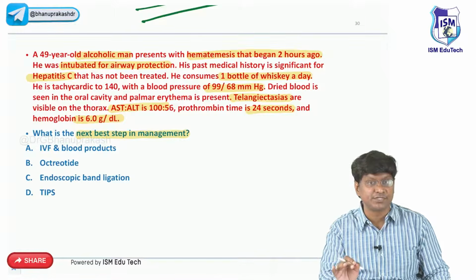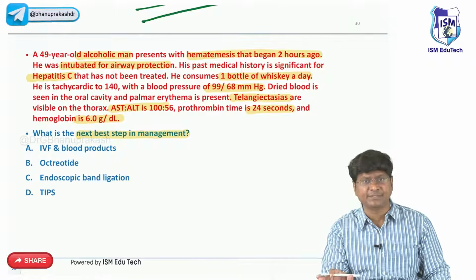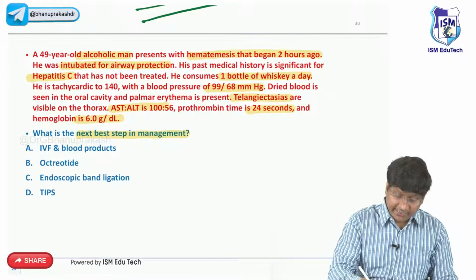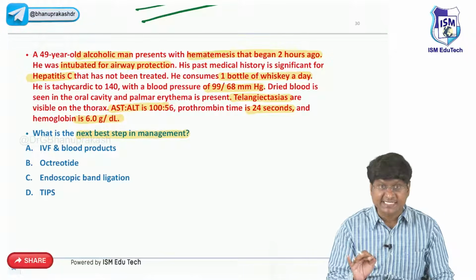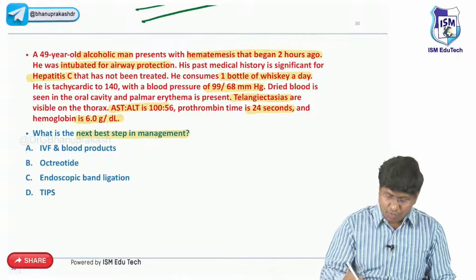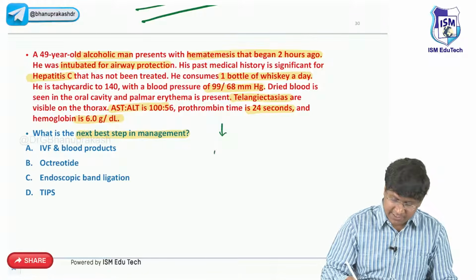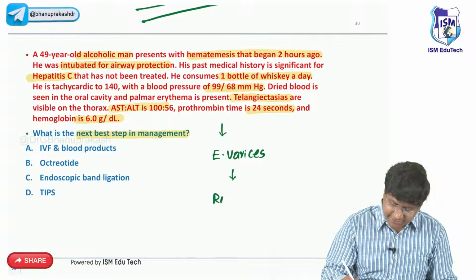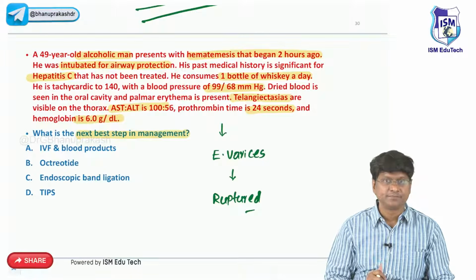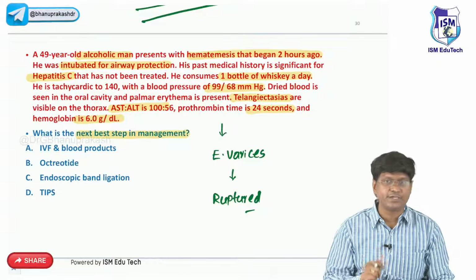IV fluids and blood products, octreotide, endoscopic band ligation, TIPS. So the question is very clear. What is the next best management? What you have to understand here is, what exactly is this clinical scenario suggestive of? This clinical scenario is suggestive of esophageal varices which have ruptured, and because of which the individual is having hematemesis.